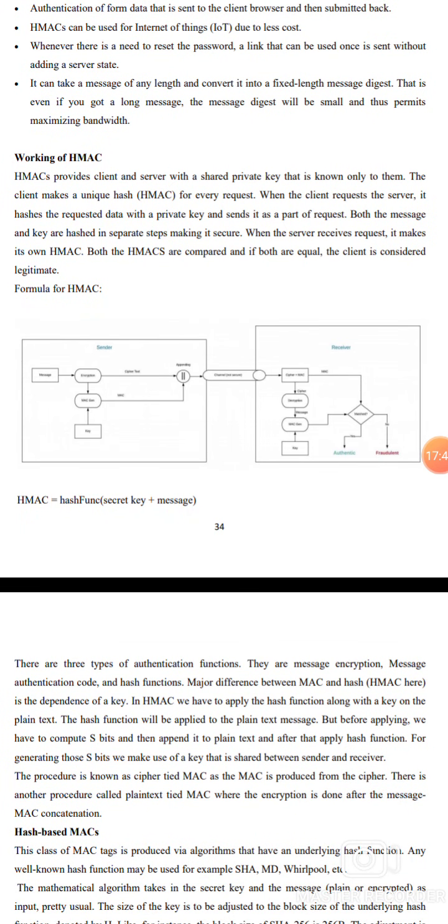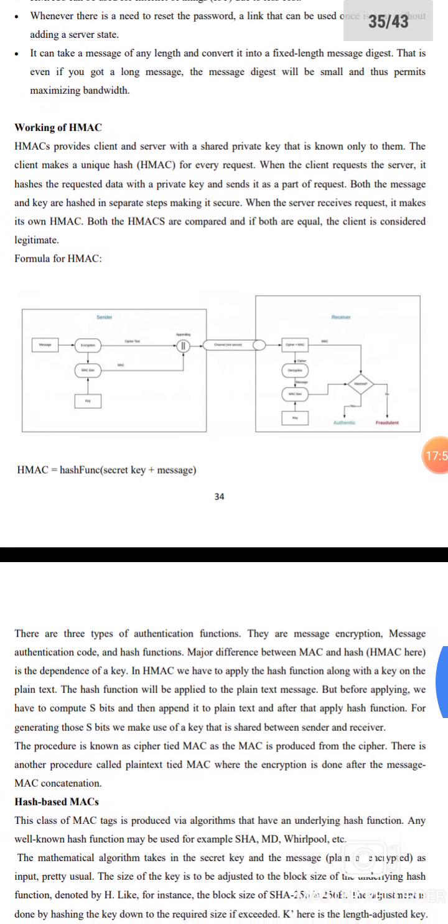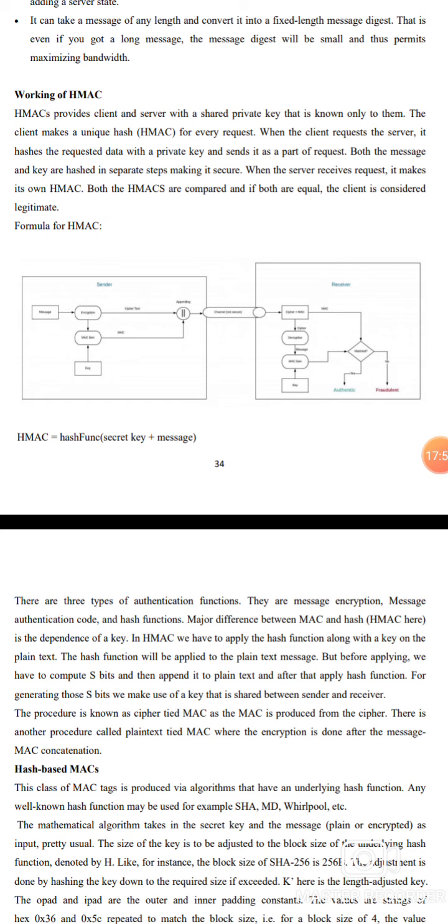The working of HMAC, diagram. In HMAC, the client and the server share a private key, and a client may have a unique HMAC for every request. A client makes a request to a server. It hashes the requested data with the private key and sends it as part of the request. Both the message and the key are hashed in separate steps.